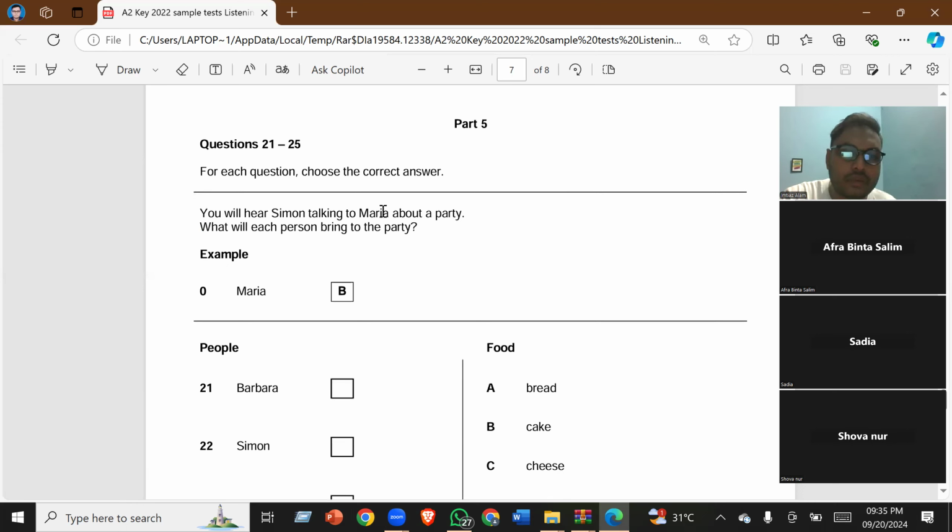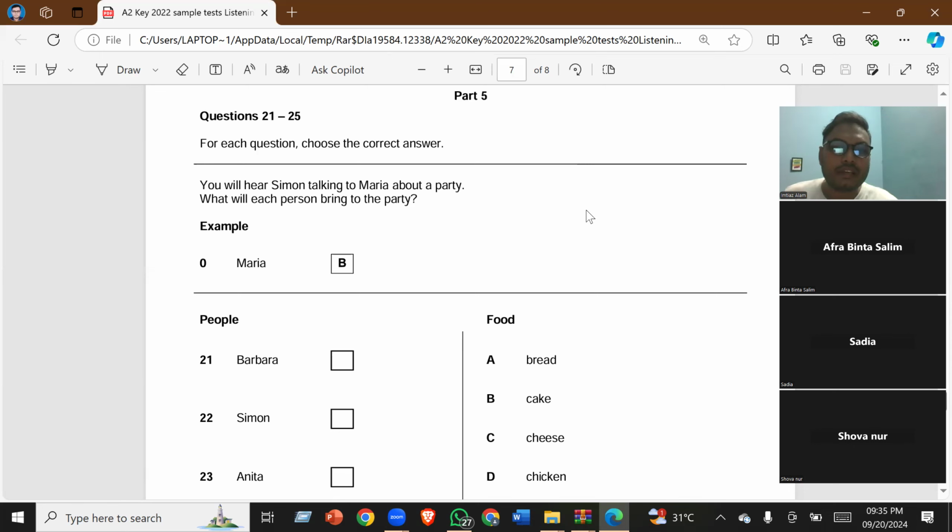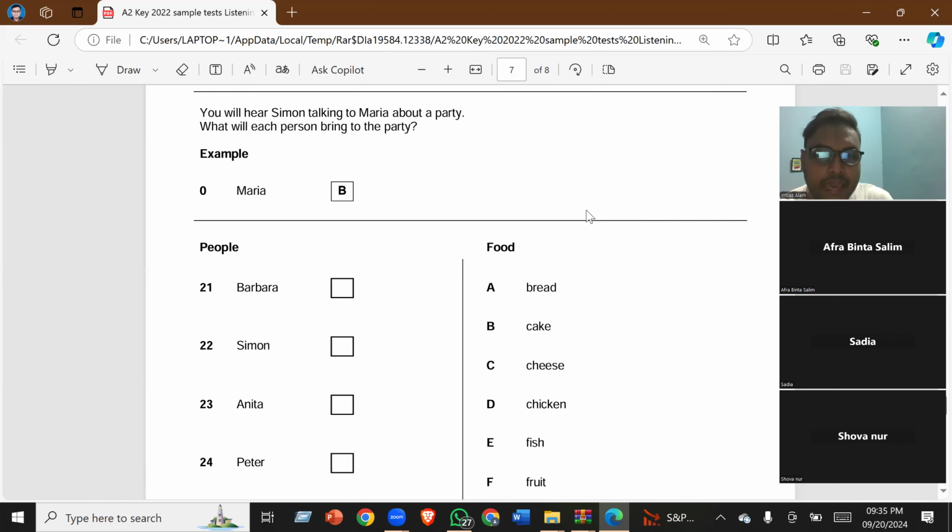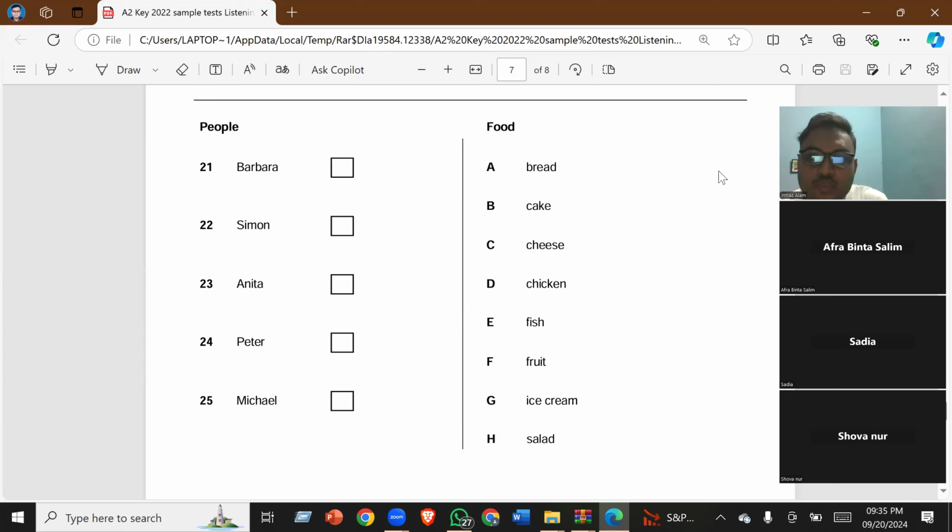Okay, so I'm going to the last part, and that is part 5. Questions 21 to 25. Now what is this? You have to see the instruction, by the way. For each question, choose the correct answer. You will hear Simon talking to Maria about a party. What will each person bring to the party? So now, basically, you have to match these questions with these options. Okay, it is basically about matching. You have to match these questions with this information, and then you have to fill these boxes.